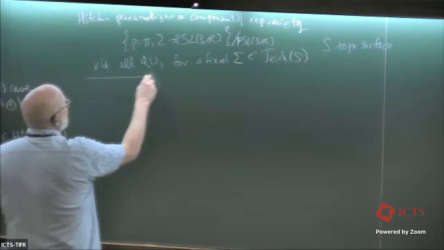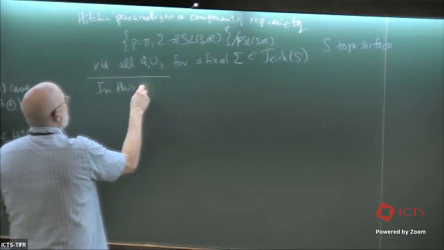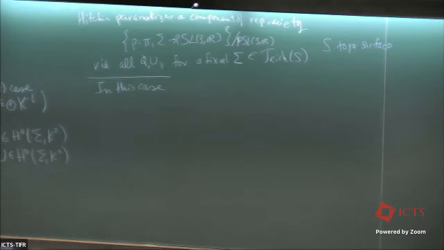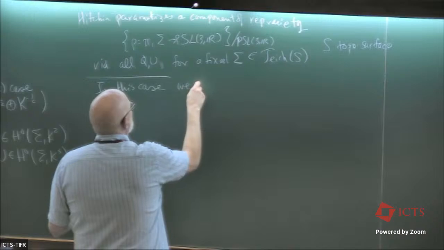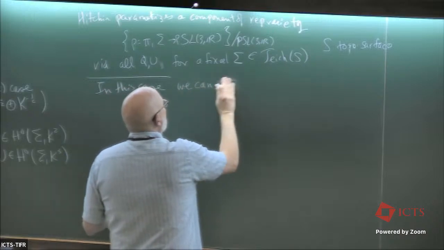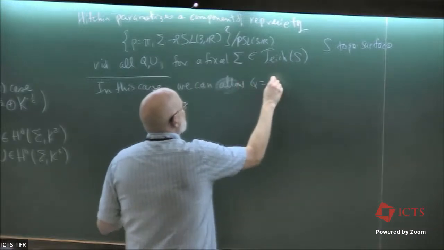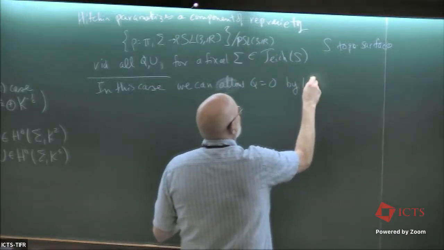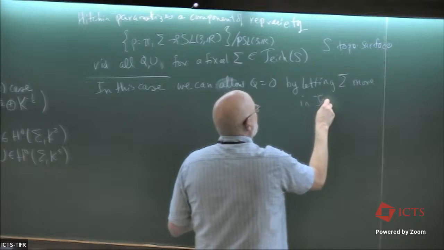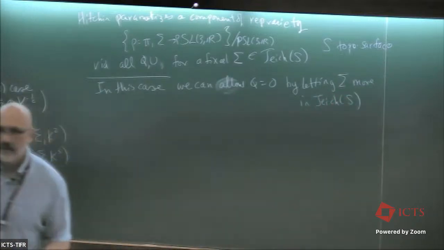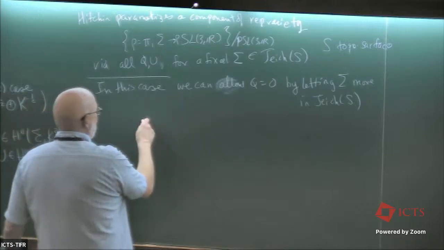But it turns out, in this case, this is due to various works of myself and Labourie and Choi–Goldman, and then superseded for all rank 2 split real Lie groups by Labourie's work, that we can replace, we can allow Q equals 0 by letting sigma move in the Teichmüller space. Okay? So in particular, this is going to be a bundle.